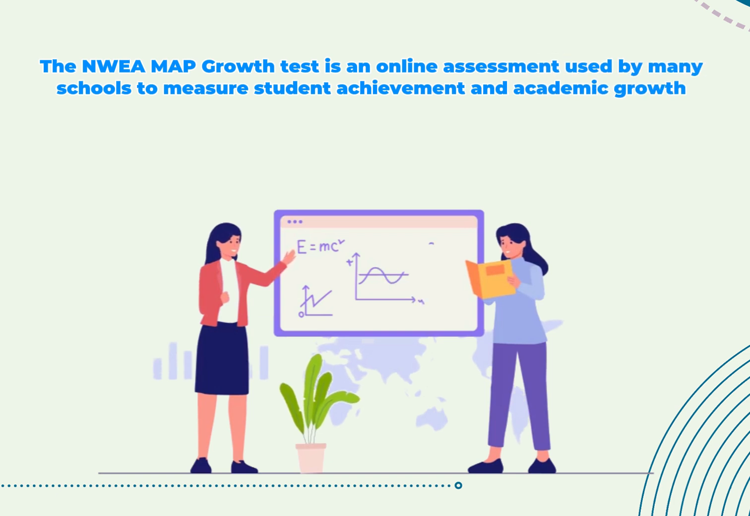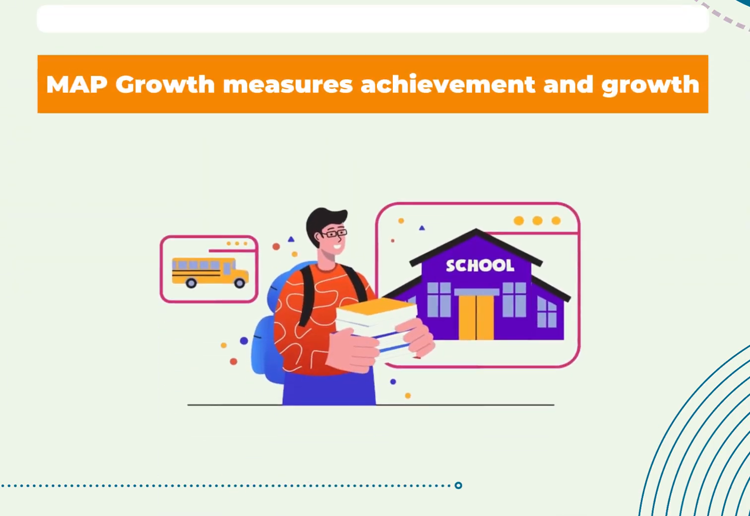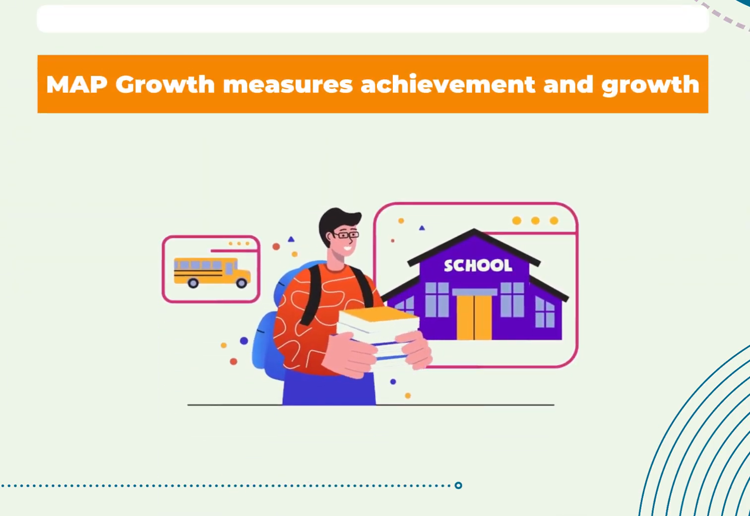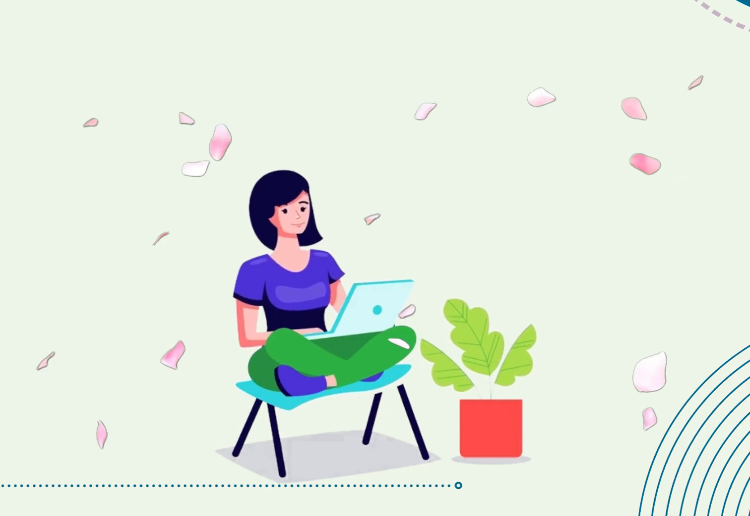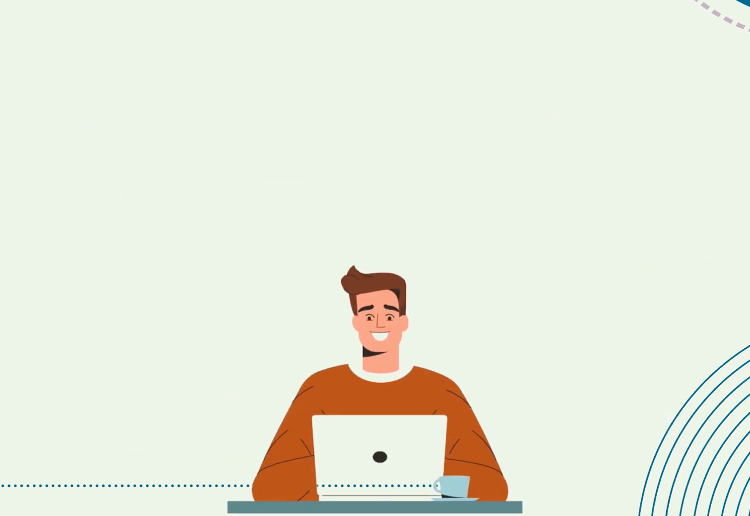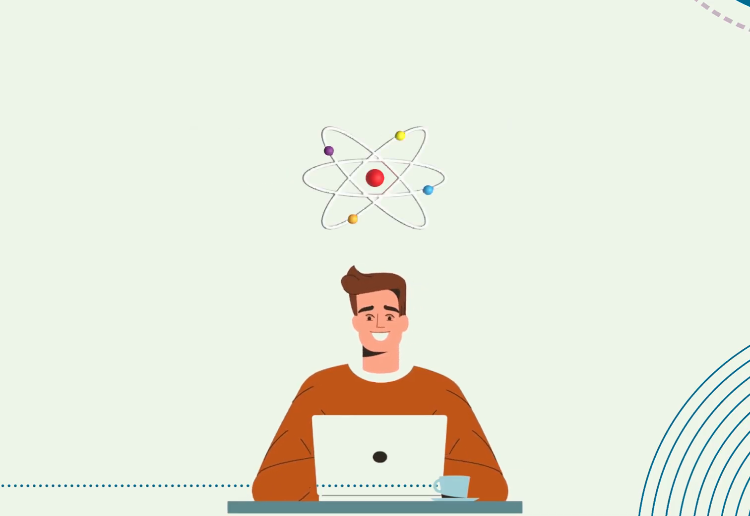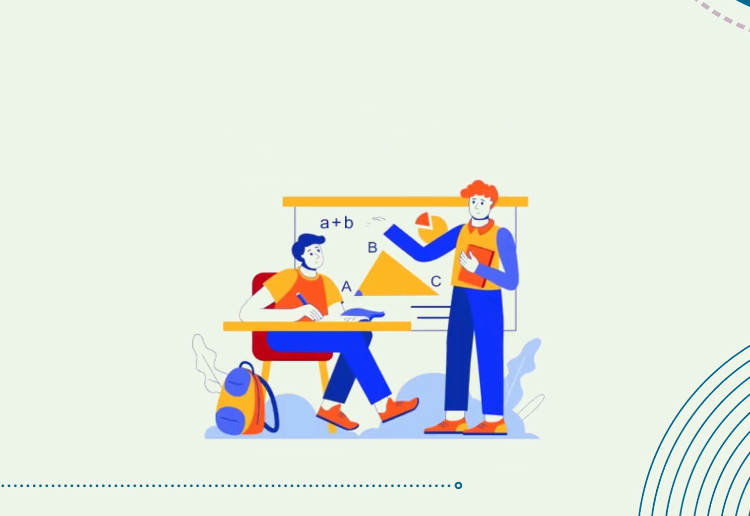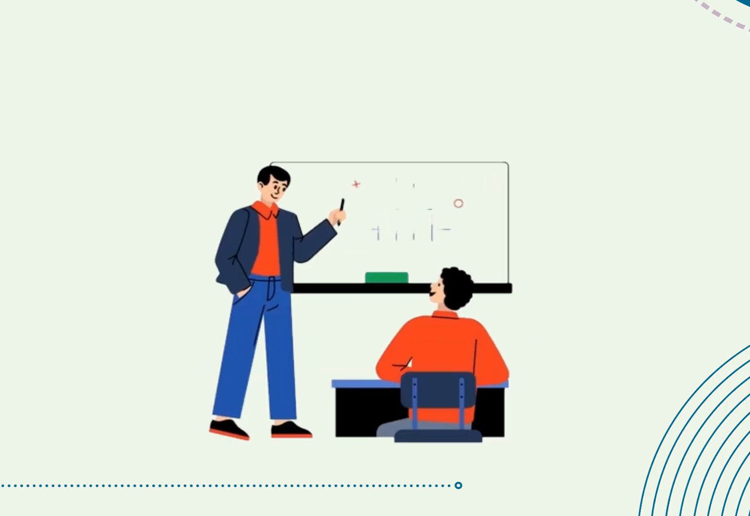The MAP growth test is an online assessment used by many schools to measure student achievement and academic growth. MAP stands for Measures of Academic Progress. Students often take it during the school year, usually in 3 testing windows: fall, winter, and spring. The test covers math, reading, language usage, and sometimes science, depending on the school. The main goal is not to give a regular classroom grade. The goal is to help teachers understand what a student is ready to learn next.